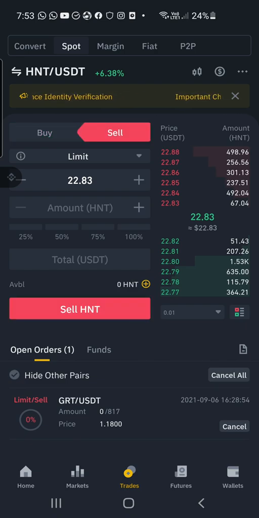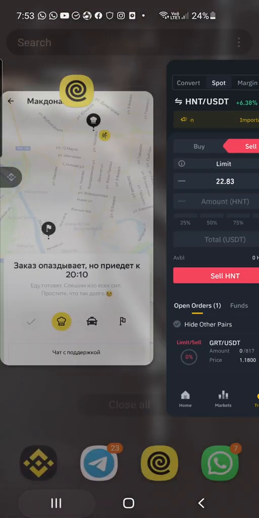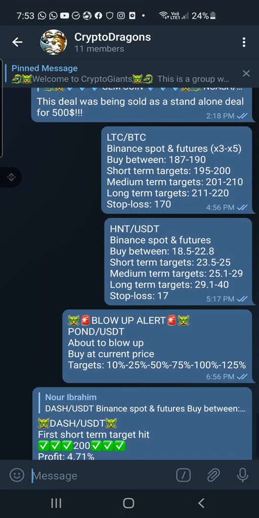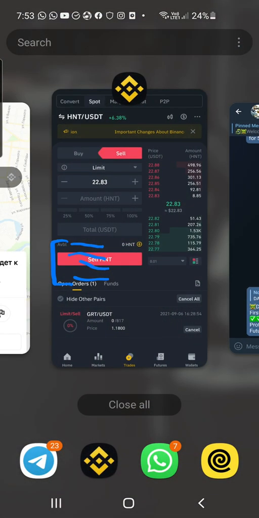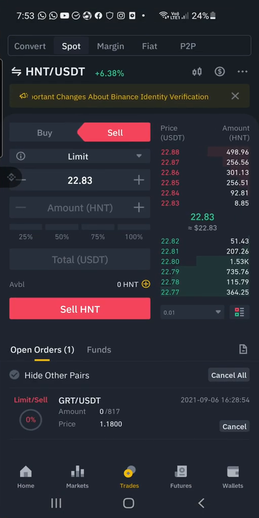So you go to sell, and this is very important. In our group, we write the short-term targets, the medium-term targets, and the long-term targets, with the stop loss. Now, what do these mean? It is very easy to understand.